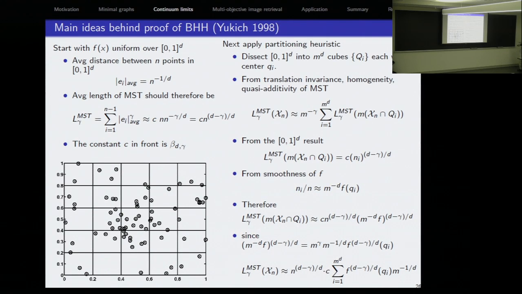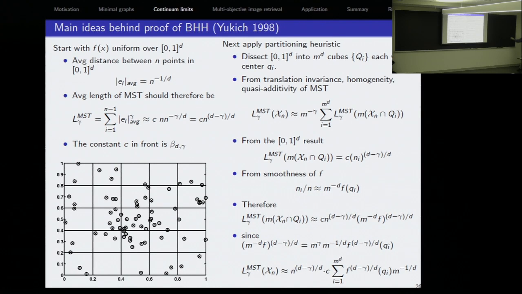So the proof of the Beardwood-Halton-Hammersley theorem is not a one-liner, but it's instructive just to go through why it works. There are really two parts of it. You start off with a uniform distribution, and then you show that over the uniform distribution, the length of the minimal spanning tree behaves as some constant times the number of points to this power. And that makes sense because the average distance between n points in the d-dimensional cube is going to be n to the power minus 1 over d, right? The dth root of n is inversely proportional to the average distance between these points.